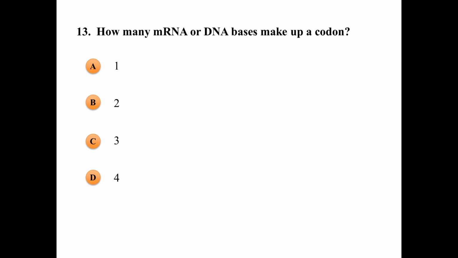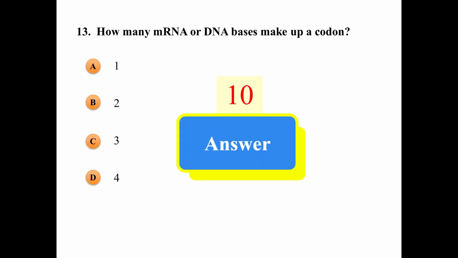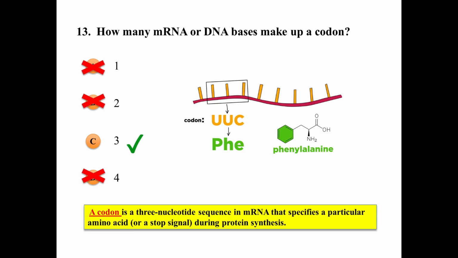How many messenger RNA or DNA bases make up a codon? The correct answer is C, 3. What is a codon? A codon is a 3-nucleotide sequence in messenger RNA that specifies a particular amino acid during protein synthesis. For example, the codon UUC codes for the amino acid phenylalanine.